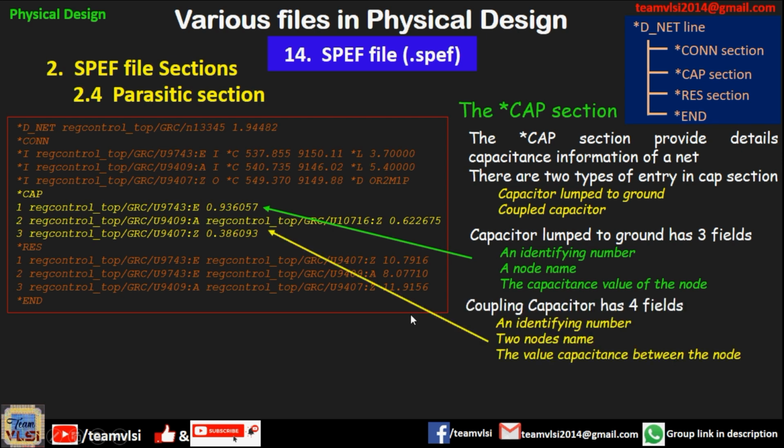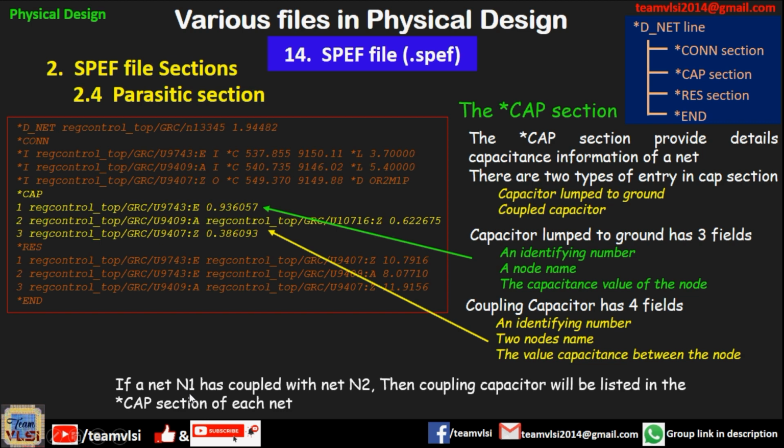Second type of capacitance is your coupling capacitance. It has 4 fields. First is the identifying number, and there will be 2 node names instead of 1. This type of capacitance is between the 2 nodes. So starting node and end node are there, followed by your capacitance value. In the second line you can see identifying number 2, there are 2 nodes, and followed by a capacitance value.